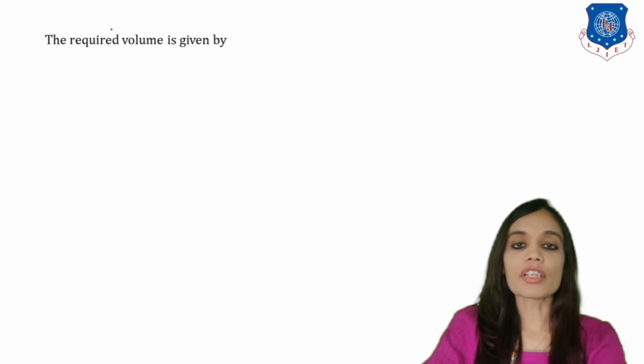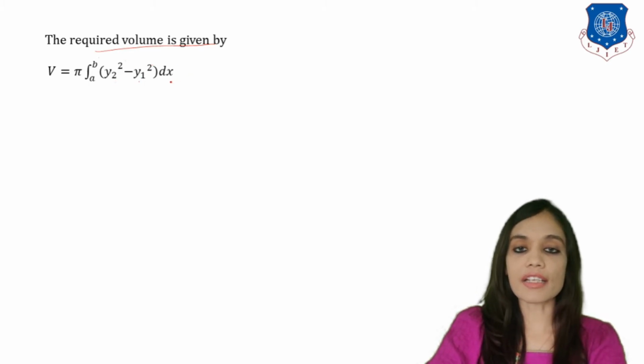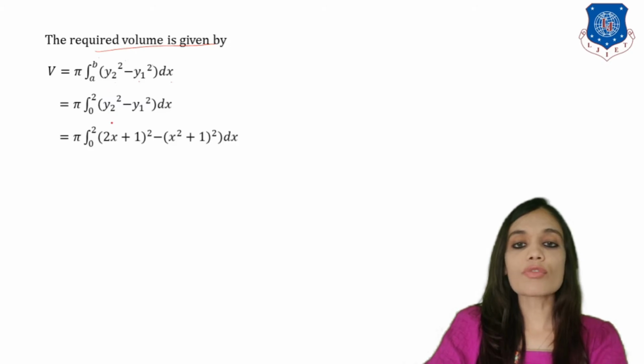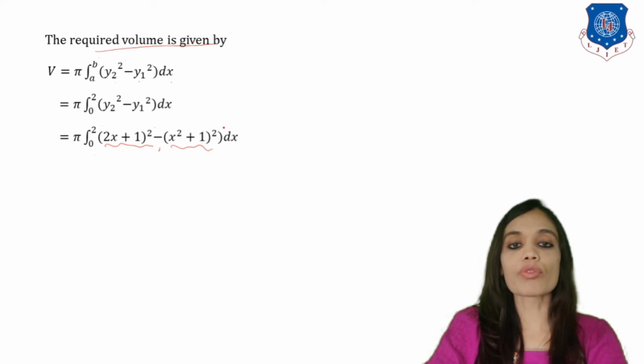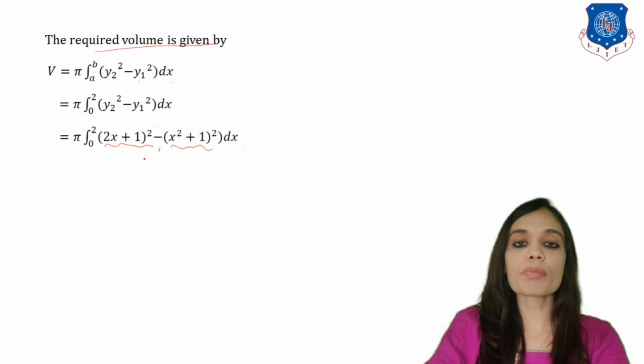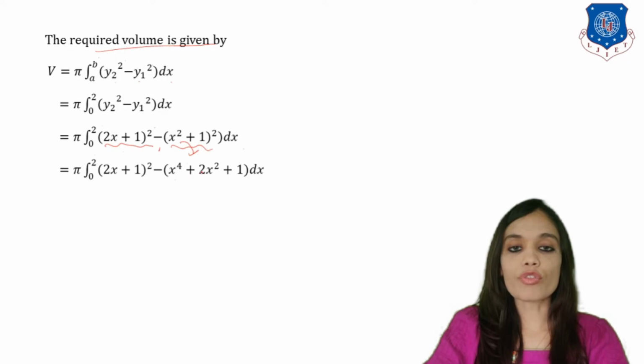So now the required volume is given by V equals pi times the integral from a to b of (y2 squared minus y1 squared) dx. Now our y2 is what? Our line 2x plus 1. So what we will get? Pi times the integral from 0 to 2 of (2x plus 1) whole squared minus y1, which is (x squared plus 1) whole squared, dx. Right? Now we simplify this. So on simplification, you will get this as x raised to 4 plus 2x squared plus 1 dx, right?